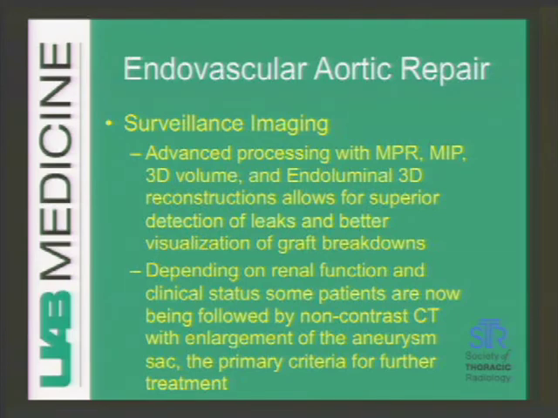And then there are various post-processing imaging techniques you can use, and depending upon the renal function and clinical status of some patients, we now just follow them with non-contrast CT and see if the native aneurysm sac expands, and if the native aneurysm sac expands, then we'll evaluate them further.